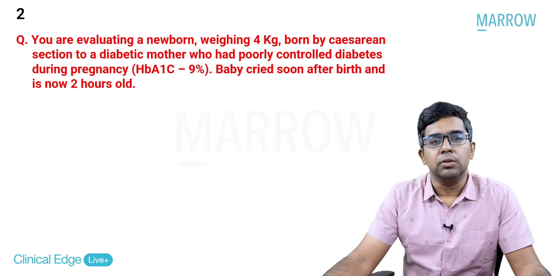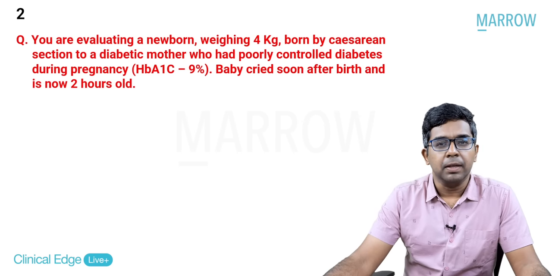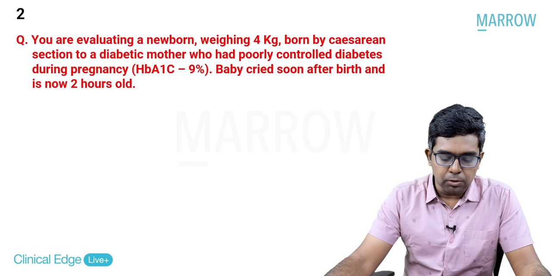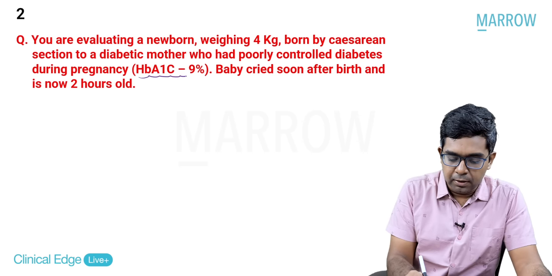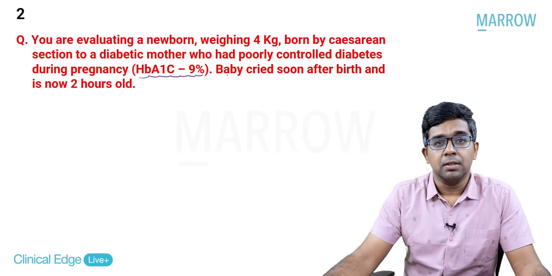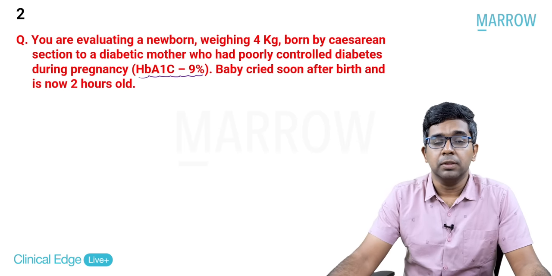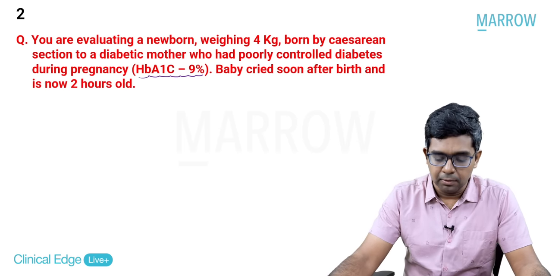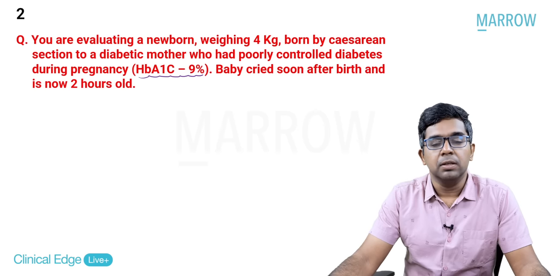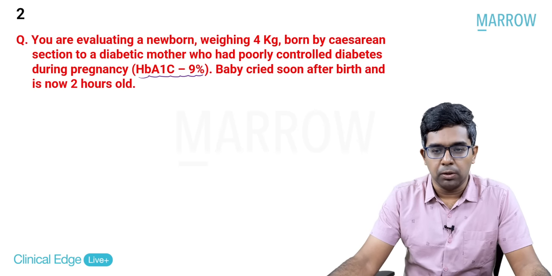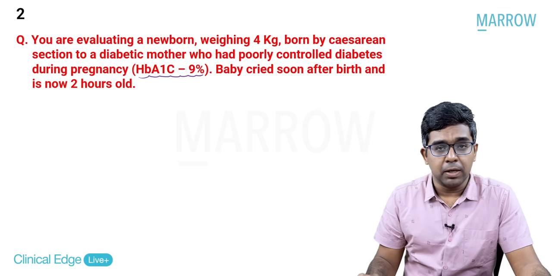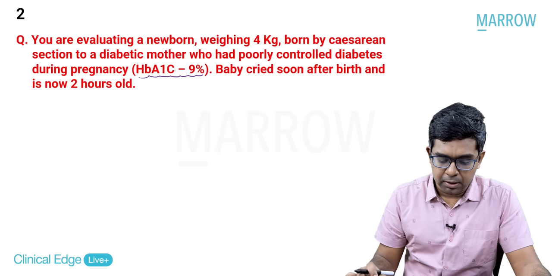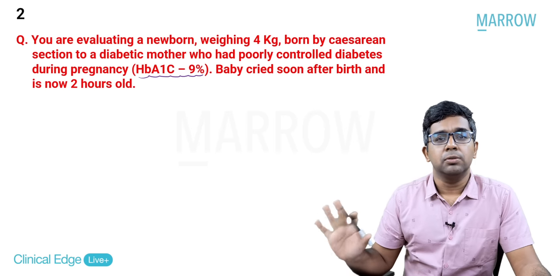You are evaluating a newborn who is weighing 4 kilograms and born by cesarean section to a diabetic mother who had poorly controlled diabetes during pregnancy. You can see the HbA1c value, which is very well above the normal range, and it implies that there is poor control. It is 9%, which is very high. Baby cried soon after birth and is now 2 hours old. Now, you have a cesarean section baby born to a diabetic mother who had poorly controlled diabetes, and the baby cried and is now 2 hours old.